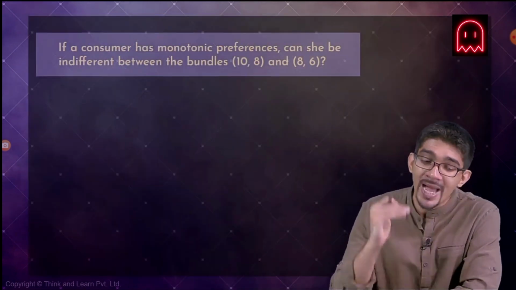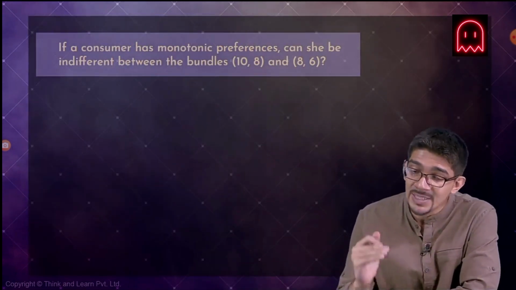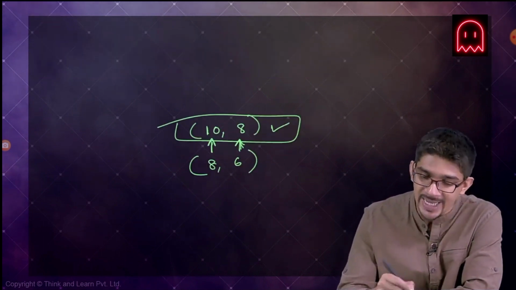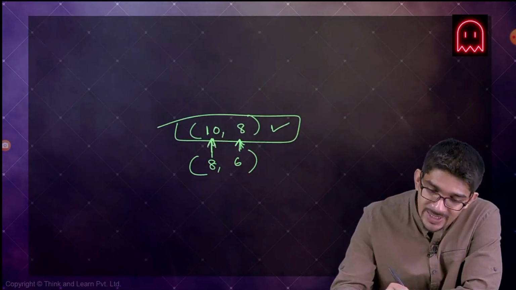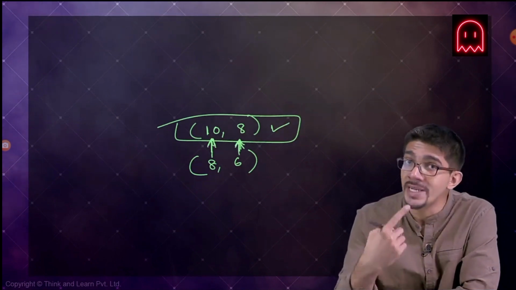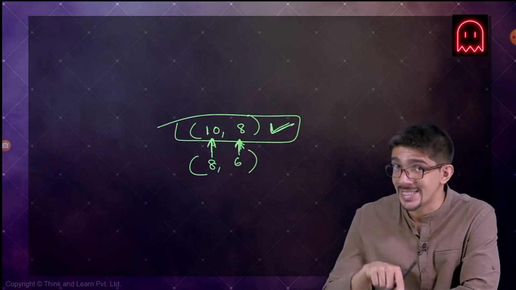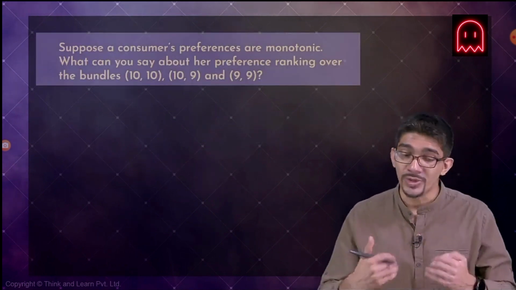If a consumer has monotonic preferences, can she be indifferent between the bundles 10, 8 and 8, 6? 10 is more than 8, 8 is more than 6. So she cannot be indifferent between these 2 bundles. She will be preferring 10, 8 over 8, 6. Correct? Let's go to the next question now.